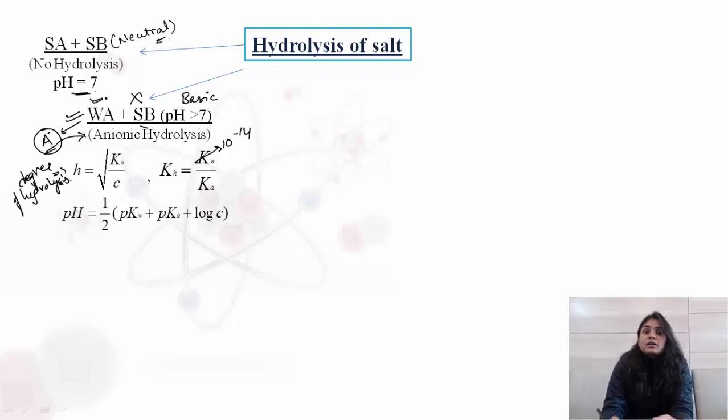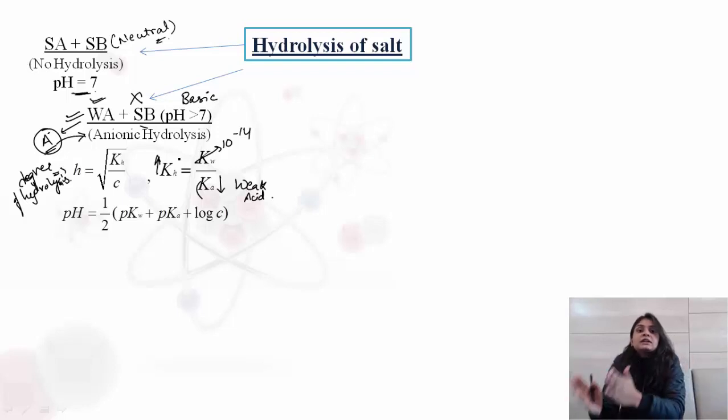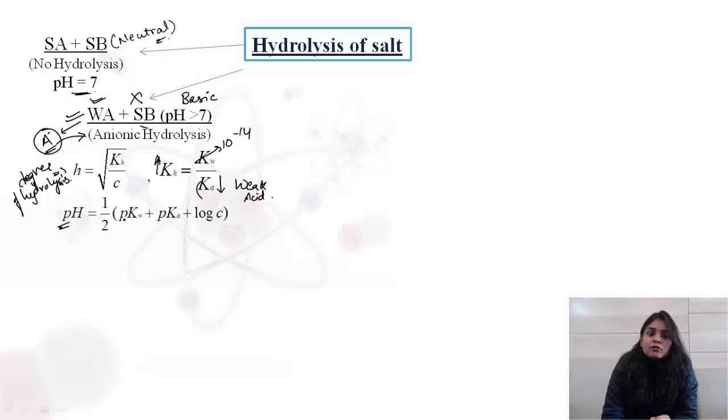So that means the weaker the acid, its Ka will be smaller. Ka value will be less, so that means Kh value will be more. If Ka is less, Kh will be more. That means more hydrolysis will take place for weaker acids. Clear? pH is given as half of pKw plus pKa plus log C.